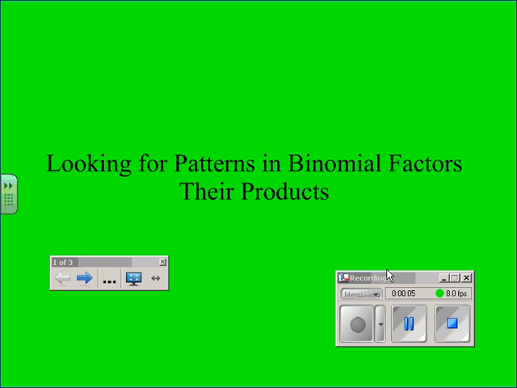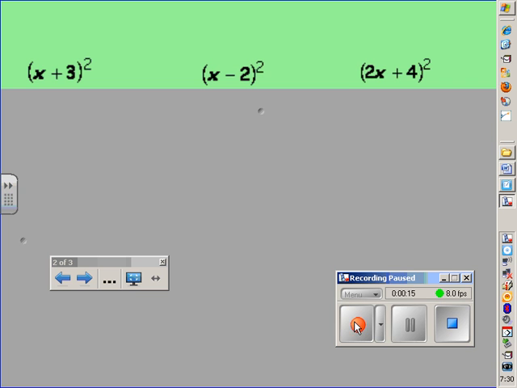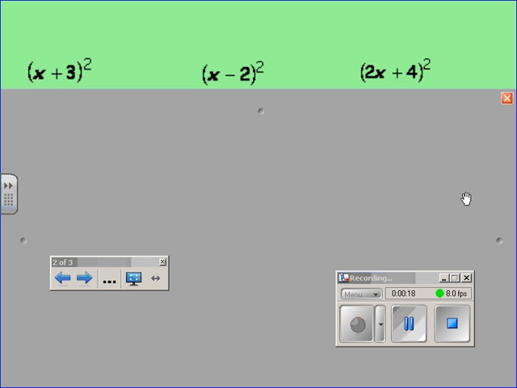In today's lesson, we will be looking for patterns in the binomial factors and their products. Here we have three binomial factors. We have x plus 3 squared, then we have x minus 2 squared, and 2x plus 4 squared.